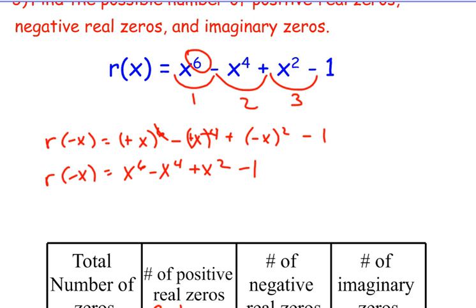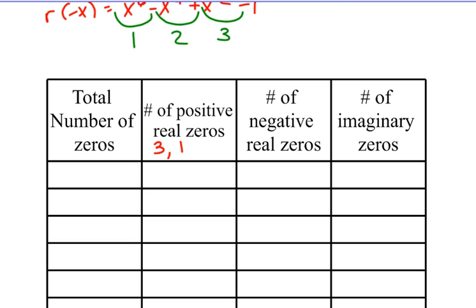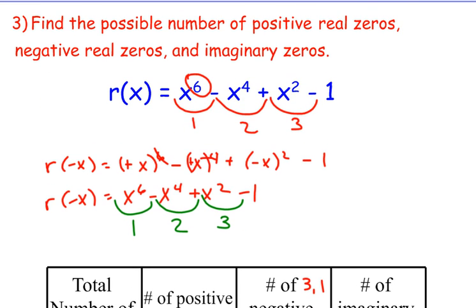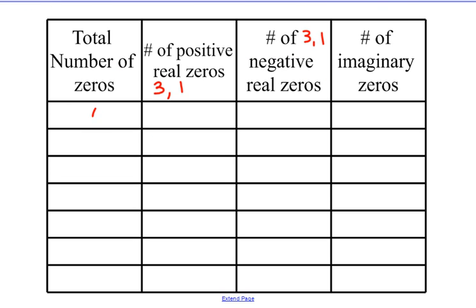So when I look for my sign changes, I go from positive to negative, negative to positive, positive to negative. So my options, I have 3. So my options for negative are 3 or 1. Now remember, my total roots are 6. So I have 6 and 6. So I can have a 3 and a 1.